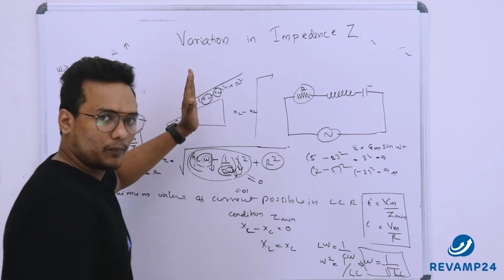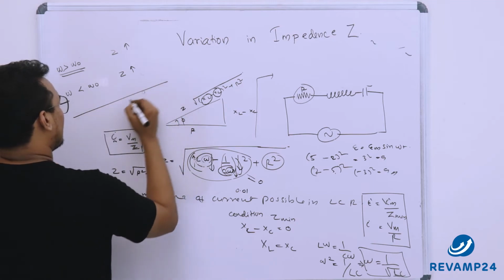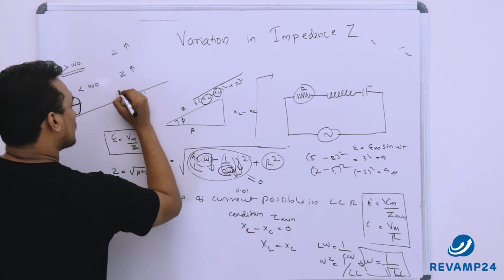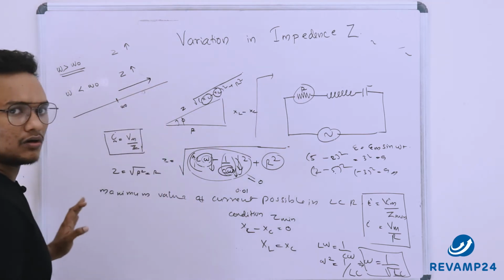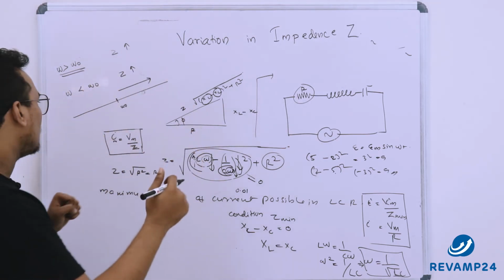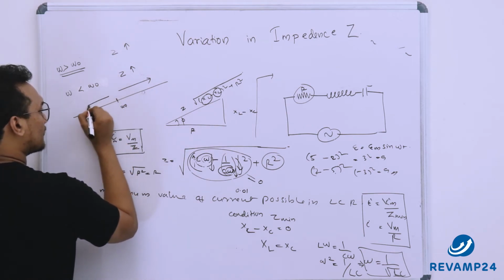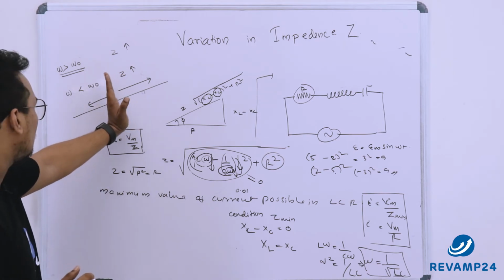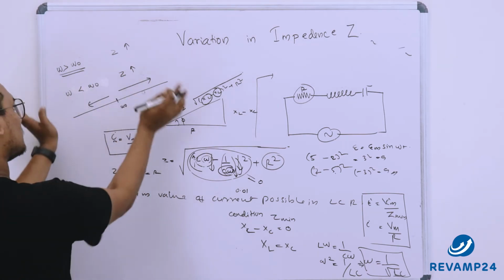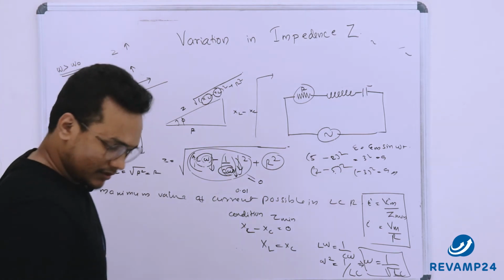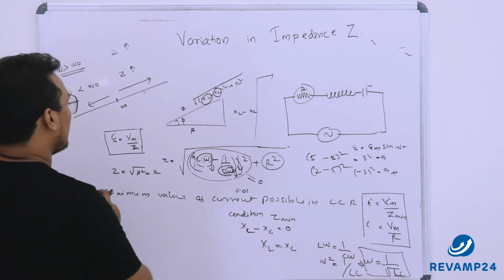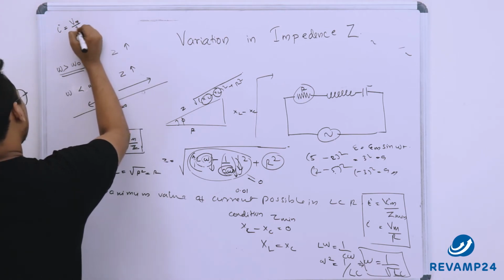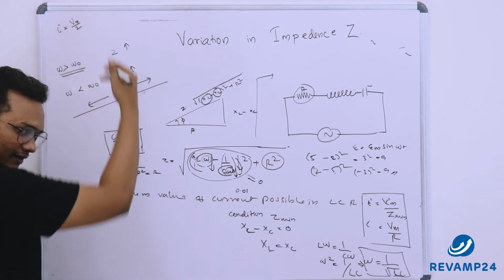Now on an axis I am going to represent omega 0 here. For all values of frequency greater than omega 0, impedance will increase. For all values of frequency less than omega 0 also, the value of impedance will increase. So on both sides, impedance will increase. Now if impedance is increasing, what will happen to the current? We know current is equal to Vm divided by Z. So when Z increases, current decreases.